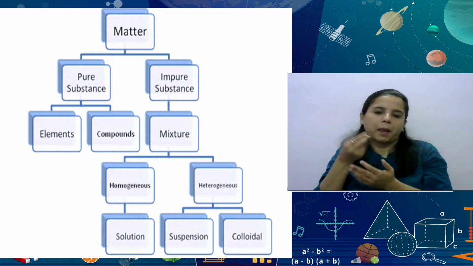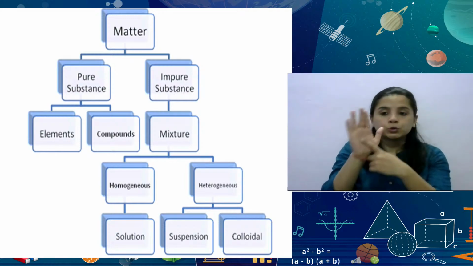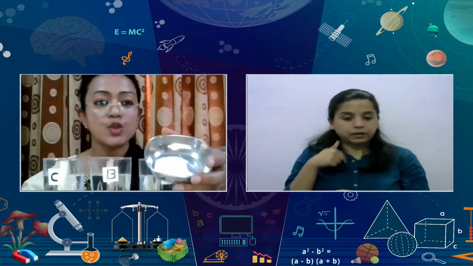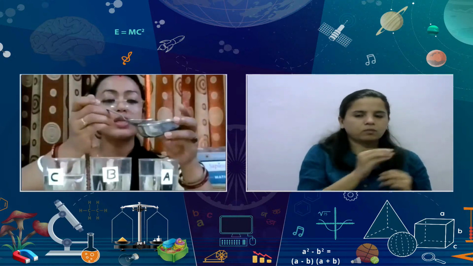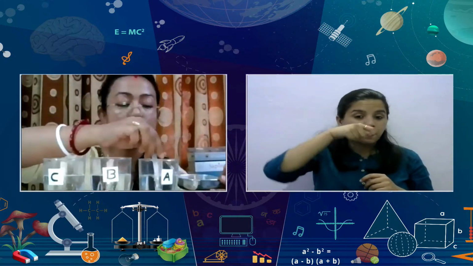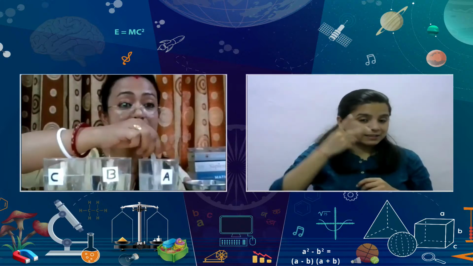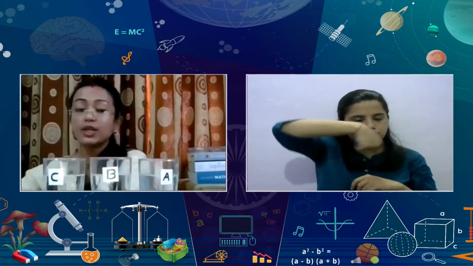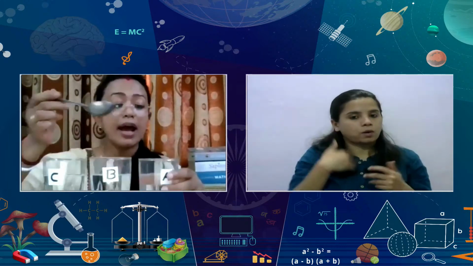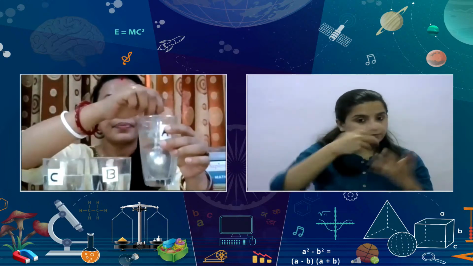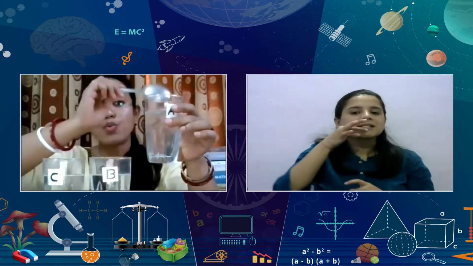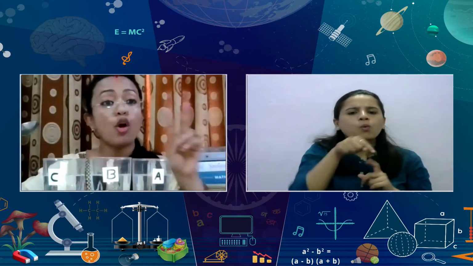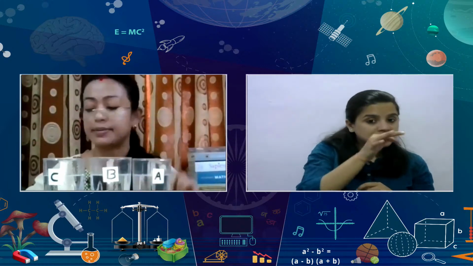All right, so what am I going to do? I'm going to prepare some mixtures. I have taken salt in the bowl. I take a small amount of salt and add it to the glass A. So what am I doing? I'm making a mixture. Remember, I've made a mixture, and this is salt and water. So it is a mixture because there are 2 components, salt and water.